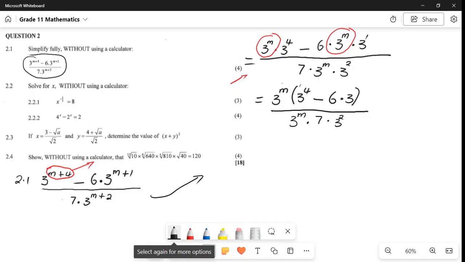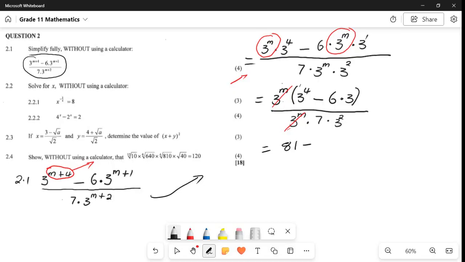So, the next step, what are we going to have? You can see we are multiplying on top here, then 3 to the power m, and also at the bottom we are multiplying, then 3 to the power m will cancel each other. What are we left with? 3 to the exponent 4. What is 3 to the exponent 4? Let's calculate. It's 81.